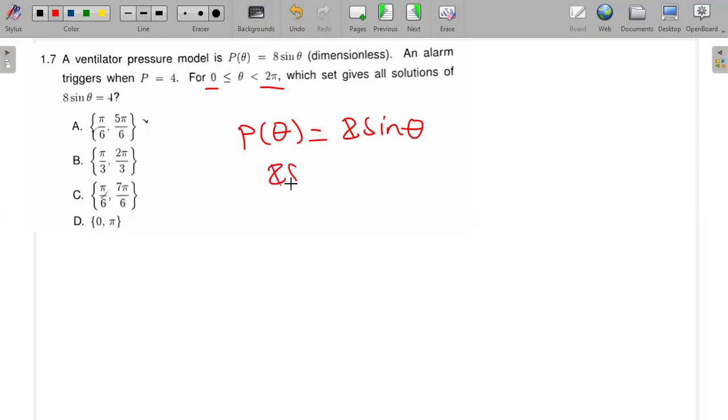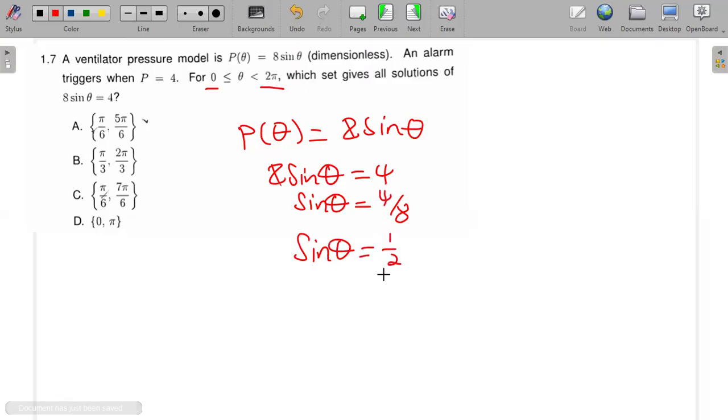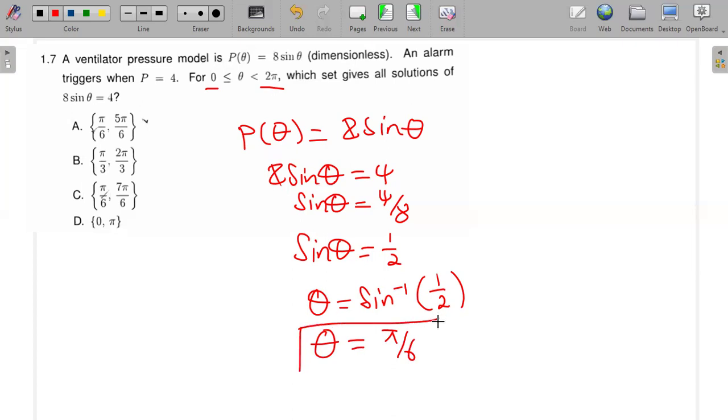So 8 sine theta equals 4. We're just finding this theta. So I divide both sides by 8. I get 4 over 8, so sine theta equals the same as a half. So theta equals sine inverse of 1 over 2. Sine inverse of 1 over 2 is a special angle. It's just pi over 6, the same as 30 degrees.